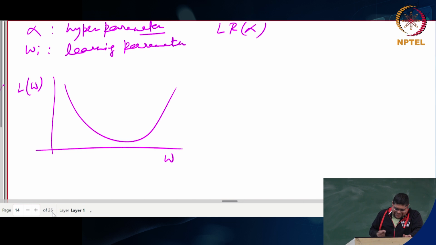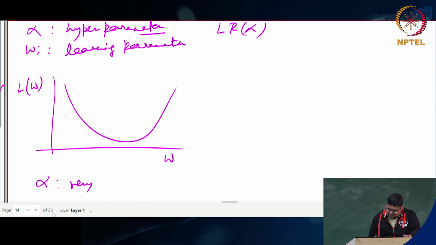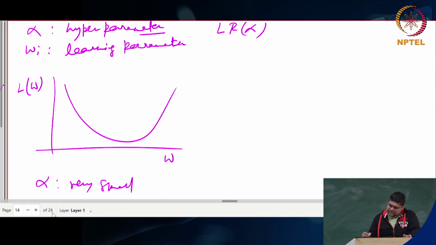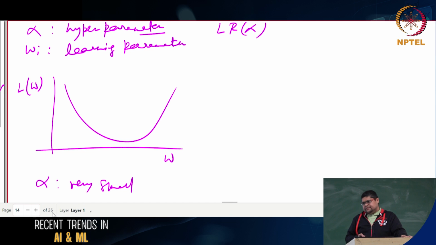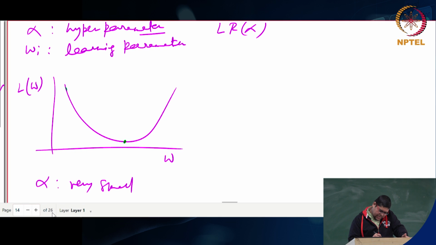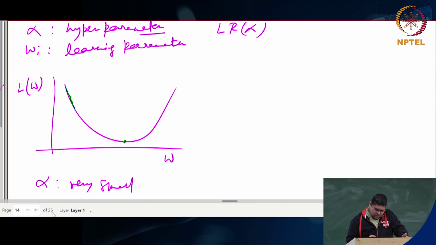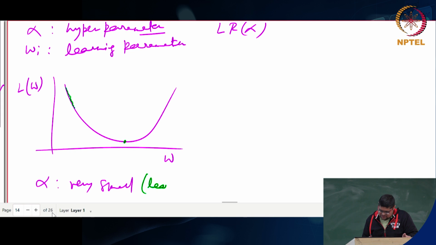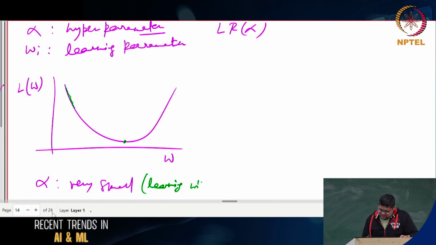So tell me, if the alpha is very small, what will be the case? What will happen? Our objective is to go over here, to the minimum. The alpha learning rate is very small, so it will take time to reach over here, right? That means learning will be slow, right?